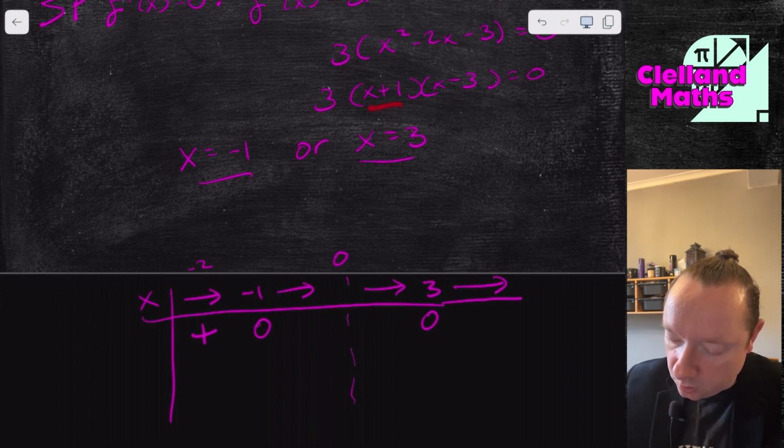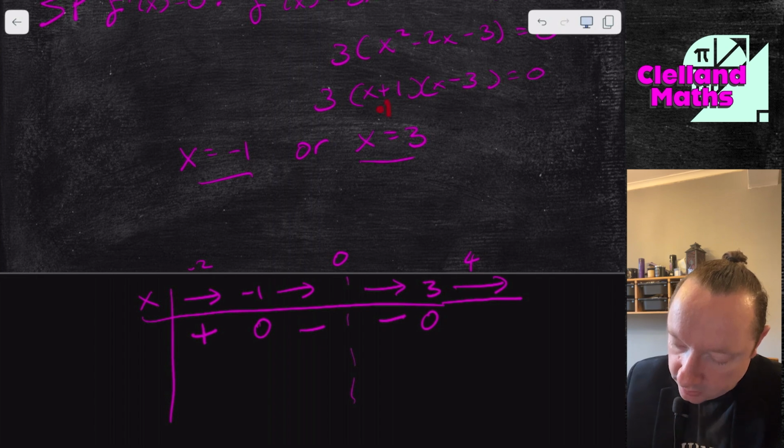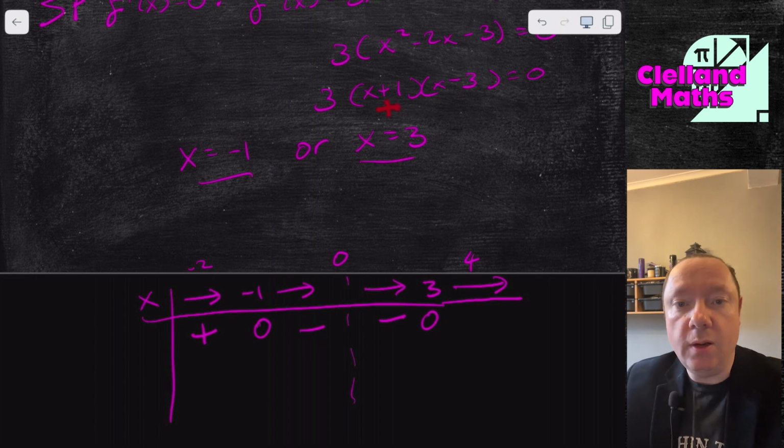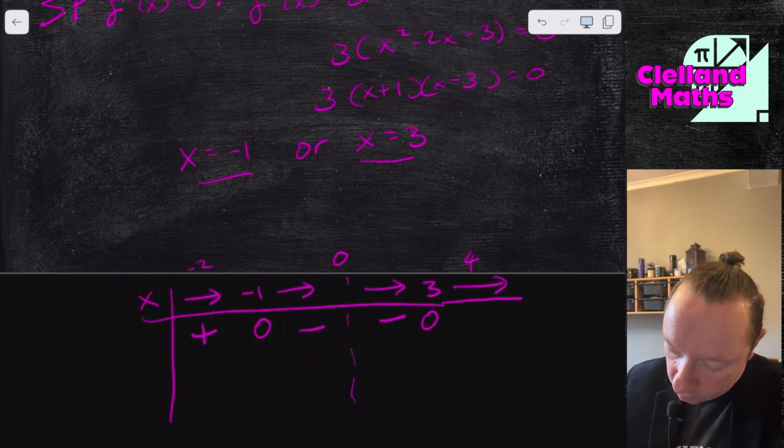0 plus 1 is positive. 0 minus 3 is negative. Times them together gives me a negative answer. So these are both negative. And then after 3, let's just pick maybe 4. 4 plus 1 is 5. So that first bracket's positive. 4 take away 3 is 1. That's also positive. So I'm fairly confident that we've got a positive here. We're going to max. And then a min.